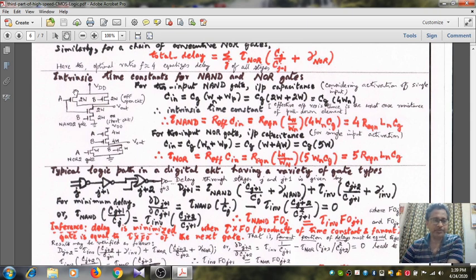Similarly, for a 3 input NAND gate, can you tell me what will be the time constant? So here in the series chain there will be 3 transistors each having the value 3W, and in the parallel chain there will be 3 PMOS transistors each having the value 2W. So you will have 2W plus 3W, or 5W. So for a 2 input NAND gate you have got 4 R equivalent Ln Cg. For a 3 input NAND gate you will have 5 times R equivalent Ln Cg. Clear?